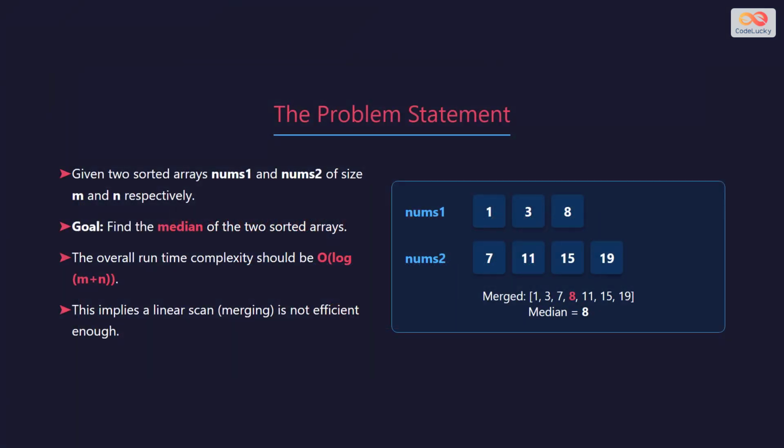Let's define the problem. We are given two sorted arrays, nums1 and nums2, with sizes m and n. Our goal is to find the median of these two arrays combined. The catch is that the overall runtime complexity must be logarithmic, specifically O of log of m plus n. And this strict constraint means we cannot simply merge the arrays and sort them.